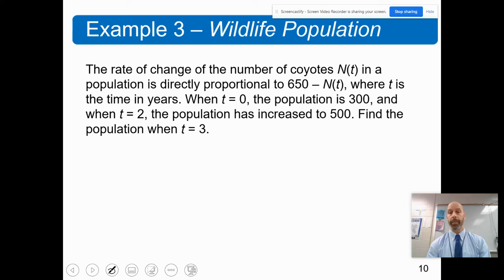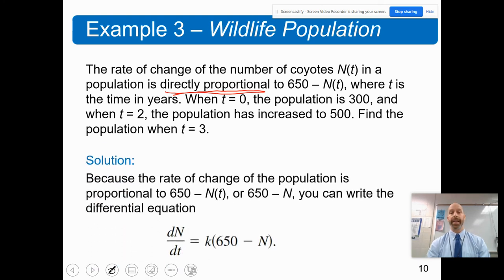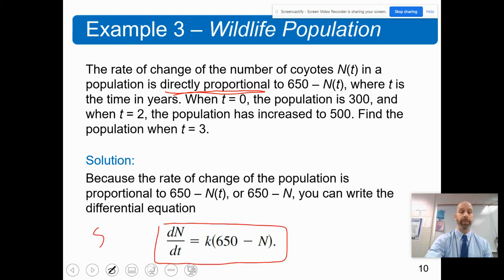So this is kind of a typical problem that you might see. Now I'm going to underline the key information here. The real key information is that it tells us that it's directly proportional. Since it's directly proportional, that means we get the following differential equation. This is review back from section 5.2. Section 5.2 tells us that the derivative is equal to the constant k times whatever the expression is here.